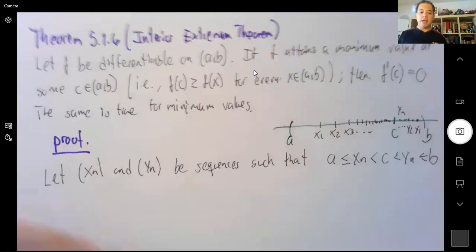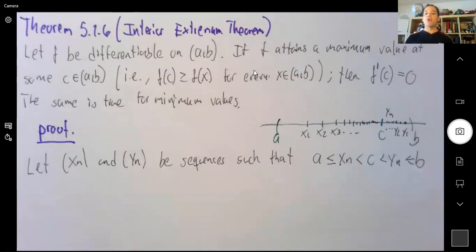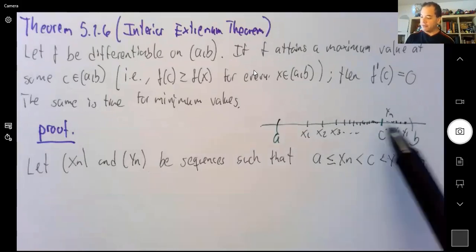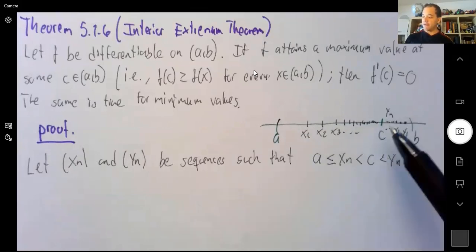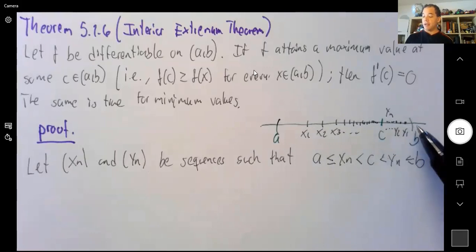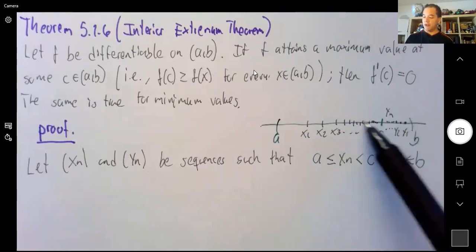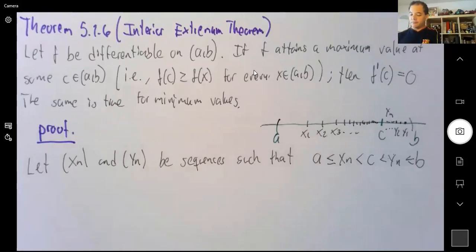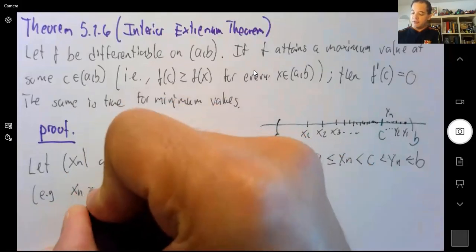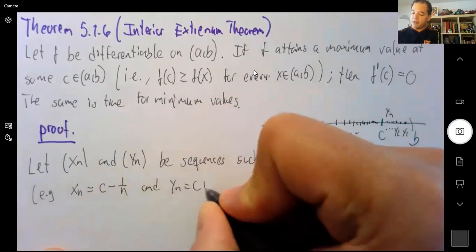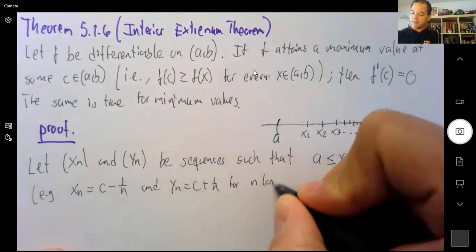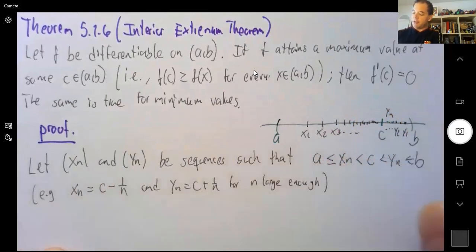Now, it can be any sequence. If you want more specific, you can of course create these sequences. You can maybe do C minus 1 over n. You could use that one if you want. And C plus 1 over n, you can use that one on this side. Assuming n is big enough, all of those will be in here or in here. So let me write here. If you want more specificity, you can use C minus 1 over n and C plus 1 over n for n large enough. Maybe at the beginning it doesn't work because A and B are too close to C, but eventually this could work.